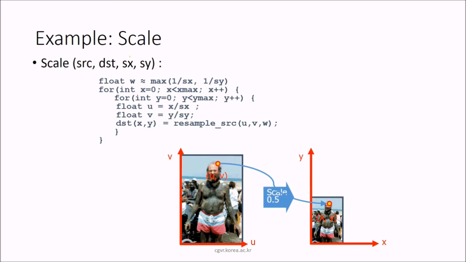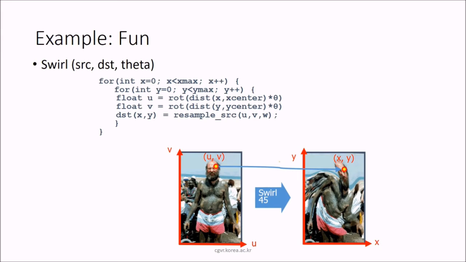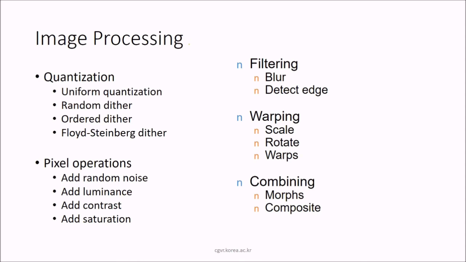This is an example of scaling. We can scale. You know how to scale. This is scaling down. We use 1 by Sx and 1 by Sy, and we resample the source. Also we can rotate using this. This is a rotation. We use the rotation formula with some W, and this is the resampled source. Swirl also we can do. For swirling, we can rotate with some distance theta, and we can resample the source.